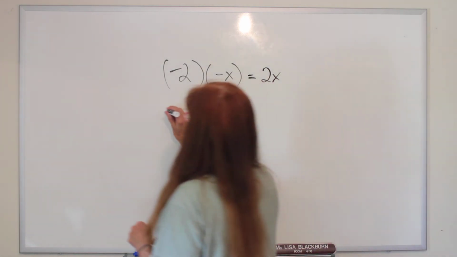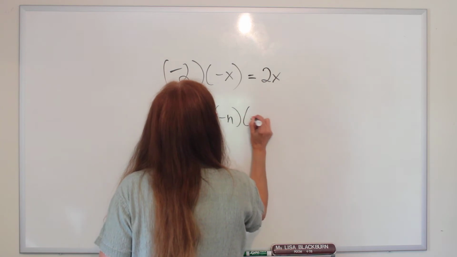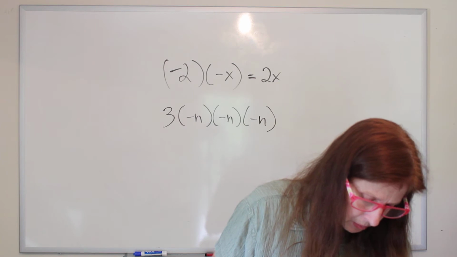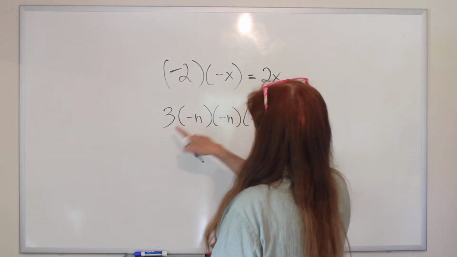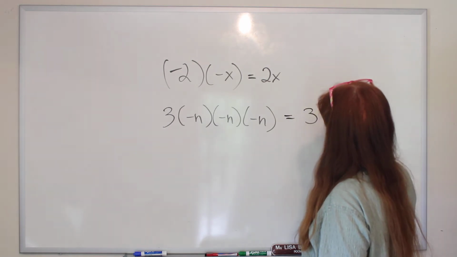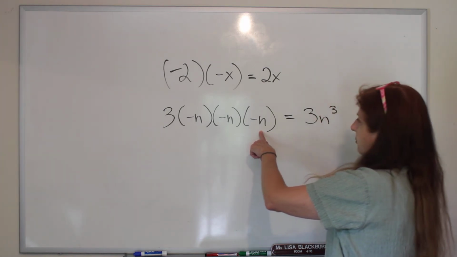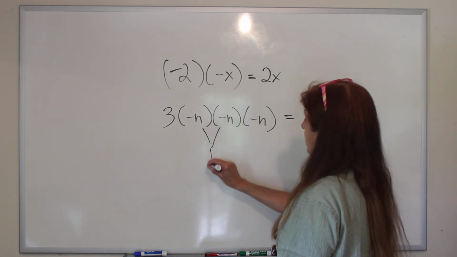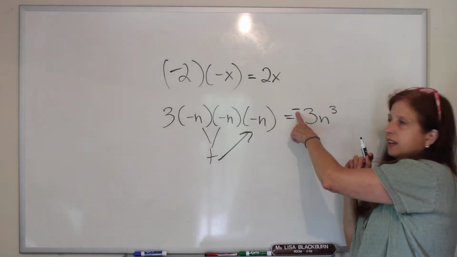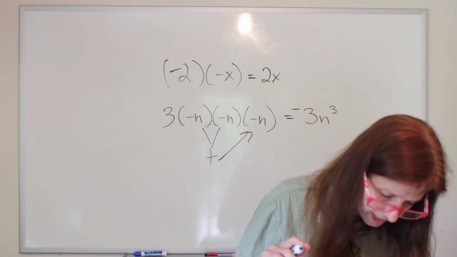Okay, let's do this one. 3 times negative n times negative n. I think it says times negative n. Let's make sure I wrote down the right problem. It always helps to write down the right problem. Okay, so if you have numbers times letters, you just write them next to each other. And how many negative n's do we have? We have 3 of them. And 2 negatives make a positive. A positive times a negative makes a negative. You write the negative out front, right there. Not too bad, right? Now that we're introducing letters.